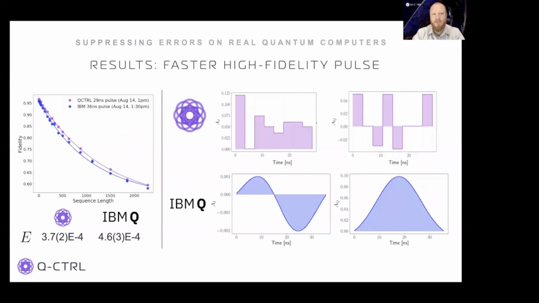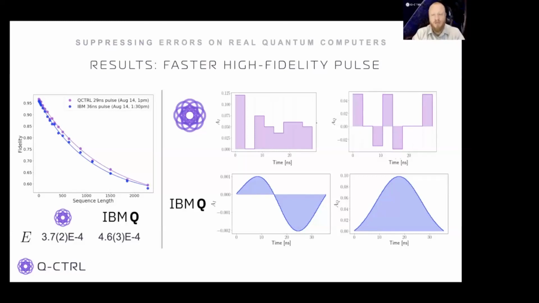On this particular day, we can see that Q-Control's pulse has a gate error on the order of 10 to the minus 4, which was slightly smaller than IBM's error. This error measurement fluctuates, and on other days, IBM's pulse would be slightly better. In any case, we believe that the learner was able to find a pulse that is T1 limited with equivalent performance to IBM's default pulse.